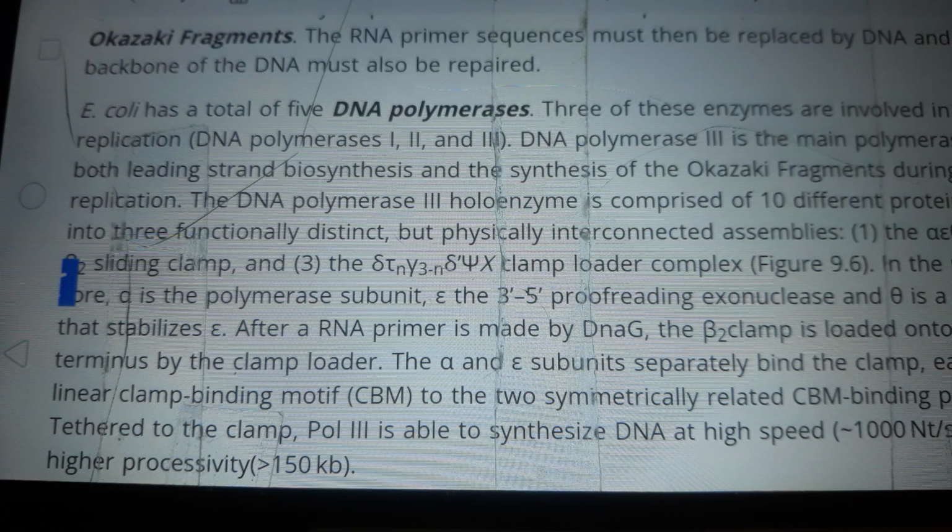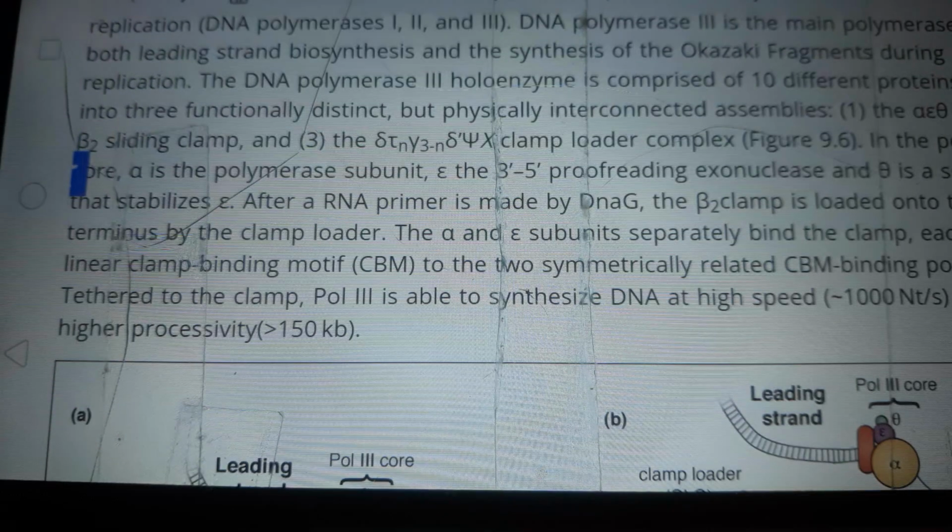during DNA replication. The DNA polymerase 3 holoenzyme is comprised of 10 different proteins organized into 3 functionally distinct but physically interconnected assemblies. 1. The alpha epsilon theta core. 2. The beta sliding clamp. And 3. The delta tau psi chi clamp loader complex, figure 9.6.